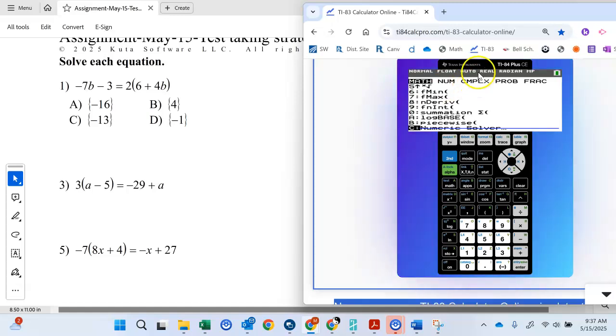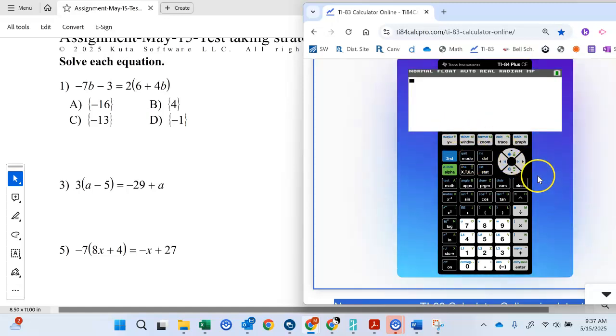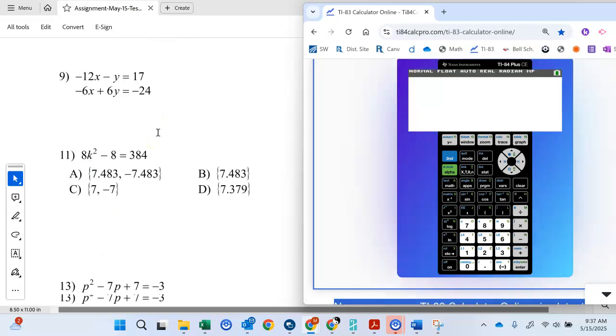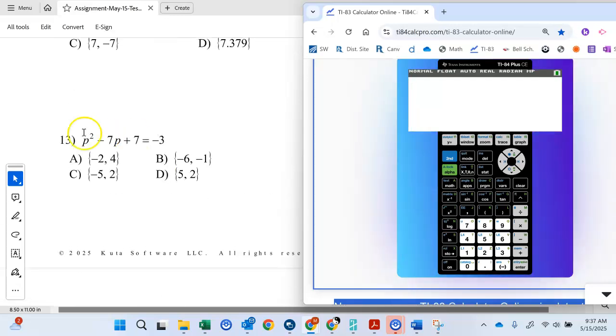What are we doing here? Hit exit. So I got to go second, quit. Should clear. Okay, there we go. Now, I'm going to graph something. So let me pick one of those quadratic equations because you guys were doing that the other day. Okay, let's pick this quadratic equation right there.